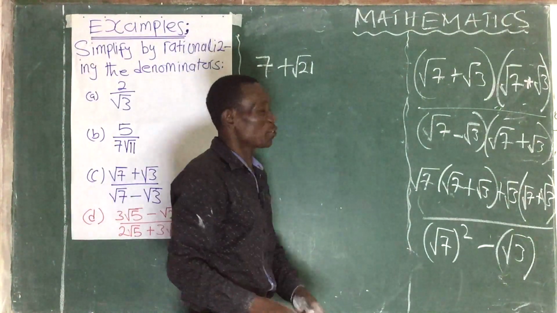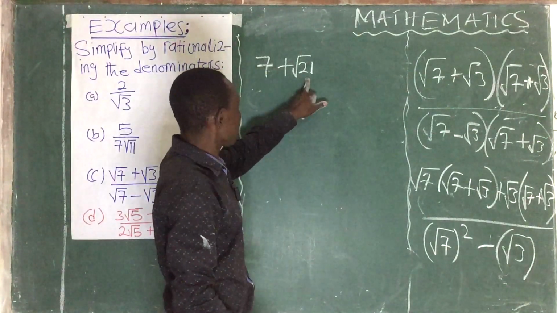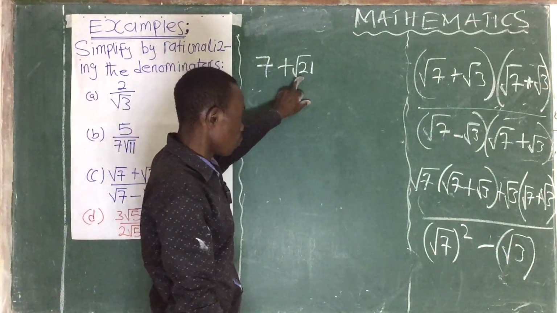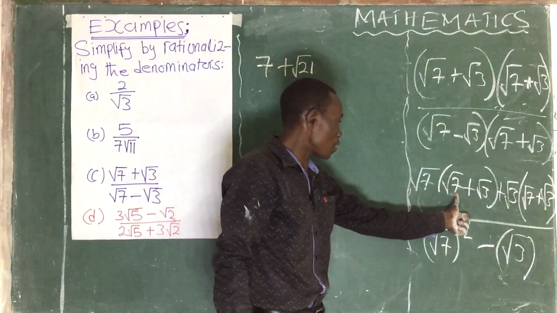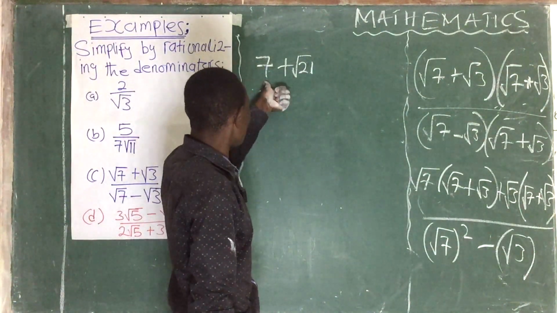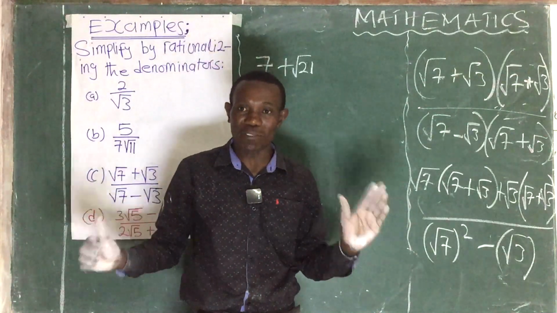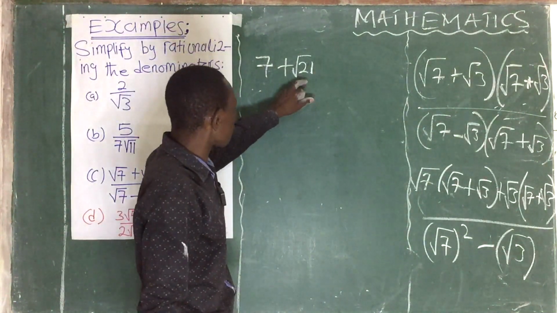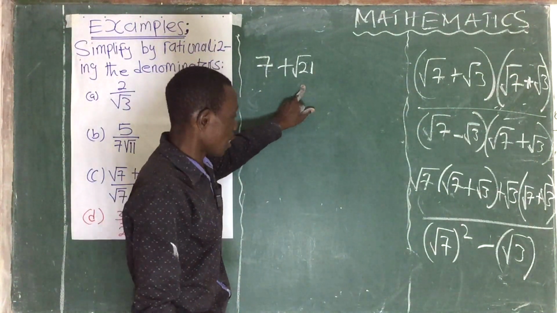Had it been that they give a perfect number, I would have just written that number without a root, as it is for root 7 times root 7. We have root 49, which is a perfect number. 49 gives us 7, but for 21, we don't have that. So we leave this 21 in the root form, like that.